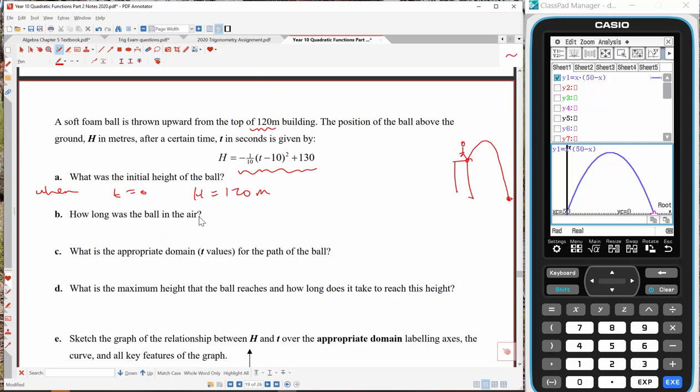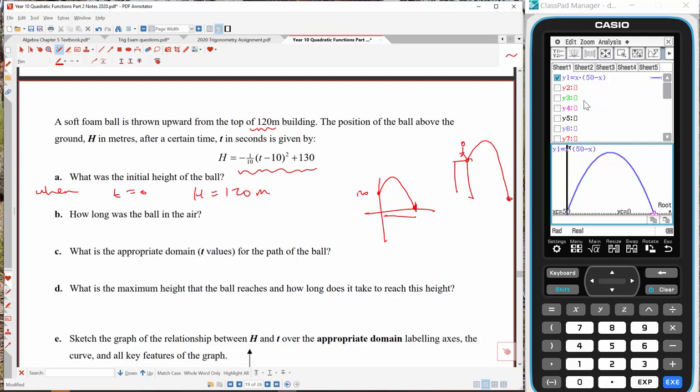How long was the ball in the air? So what we're going to do is consider the graph of this. It gets thrown off at a height of 120, goes up and comes down. And where it hits the ground is the length of time the ball is in the air. So I'm going to get the x-intercept.